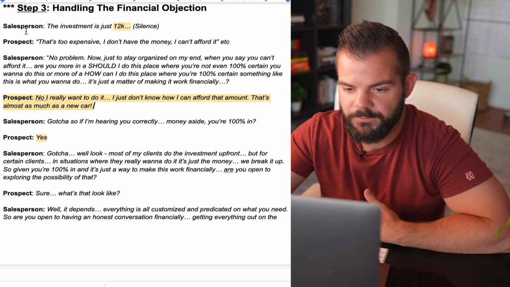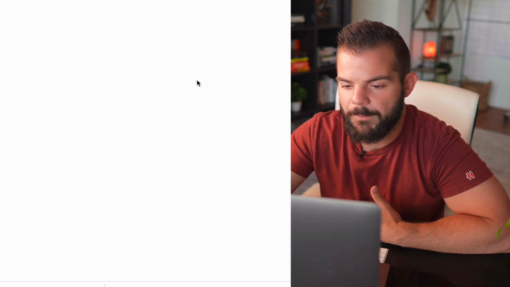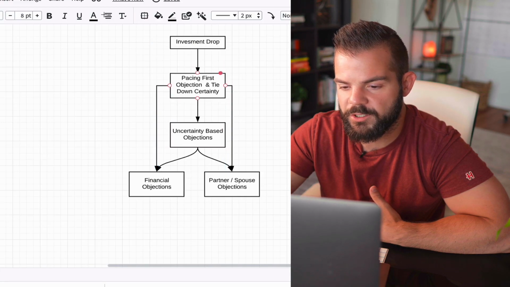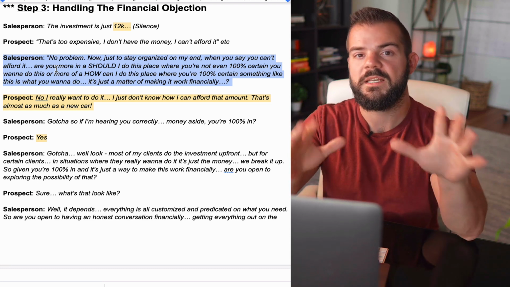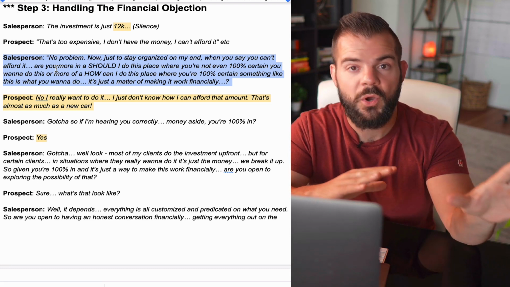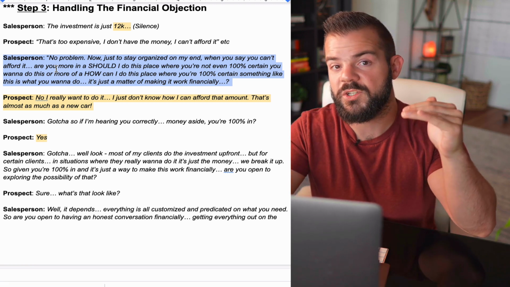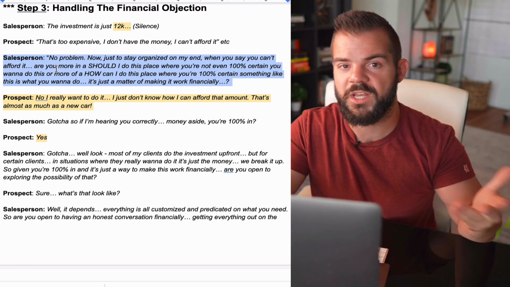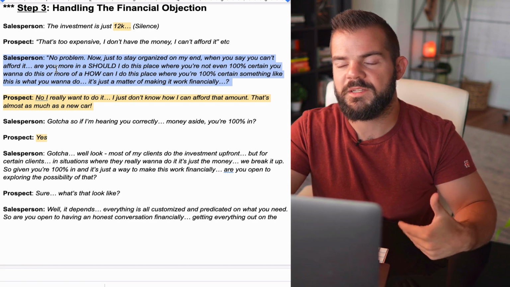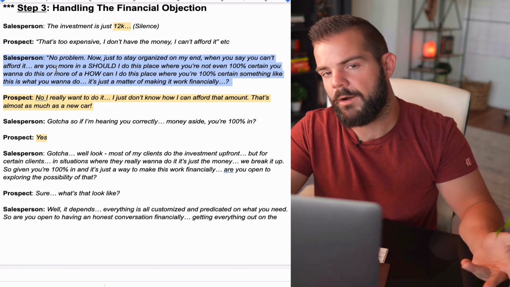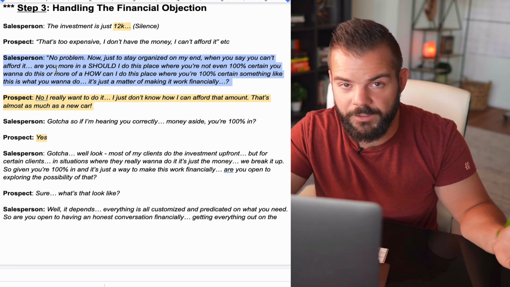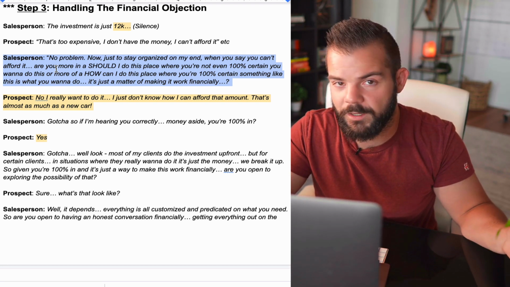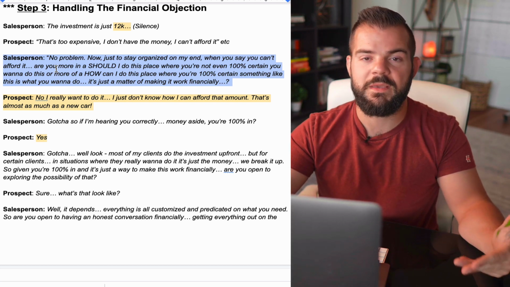So let's pause here. We drop the investment. They give the objection. Now, this is that part I was telling you guys about where we pace the first objection. Because what I'm trying to do here is really clarify and see, is this a true financial objection? Or is this an uncertainty-based objection, where they're just saying it's too expensive? Because a lot of times it's easier for the prospect to say, oh, dude, I can't afford it, as opposed to, hey, dude, I don't believe you. Hey, dude, I don't think it's gonna work. They don't wanna offend you and make you mad, okay?